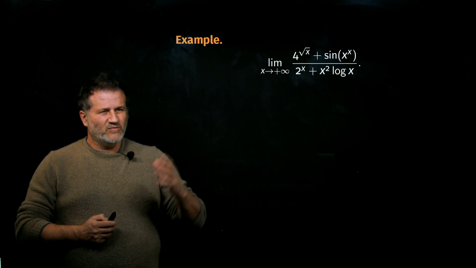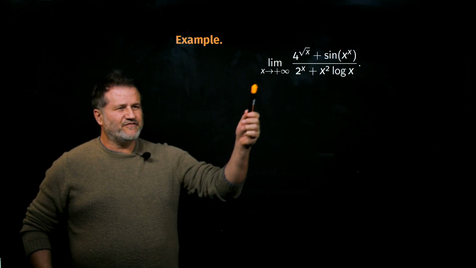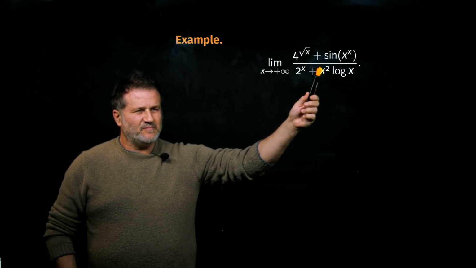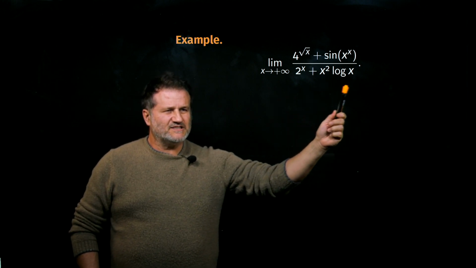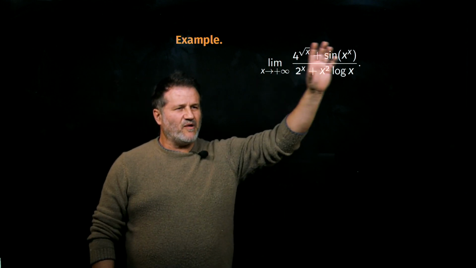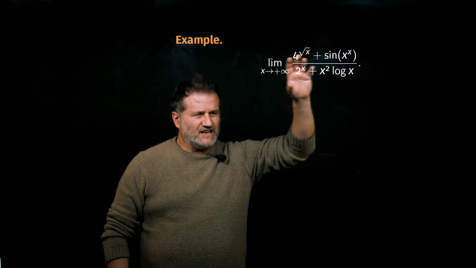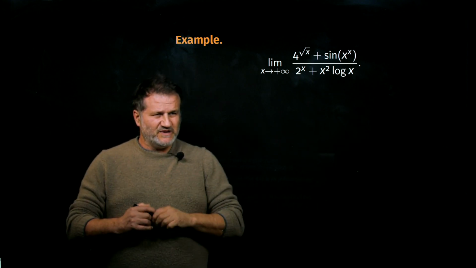Let's now see an example of limit calculation that uses this comparison. We want to compute this limit, the limit for x going to plus infinity of 4 to root of x plus sine of x to x divided by 2 to x plus x squared log of x. Now, since this is a complex problem, we split into this discussion of numerator and denominator, and then we put together the information we gather.